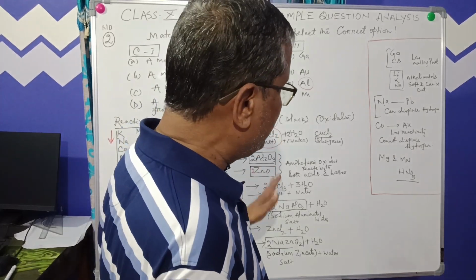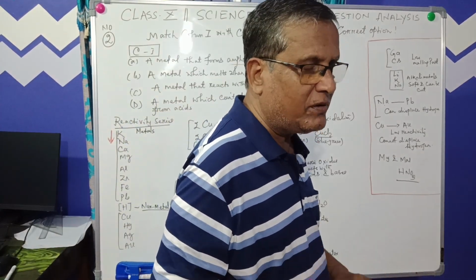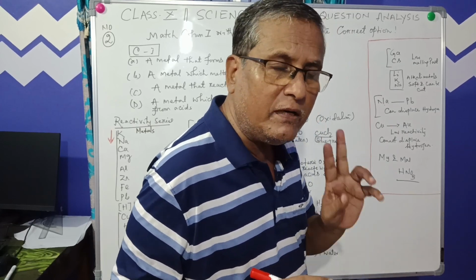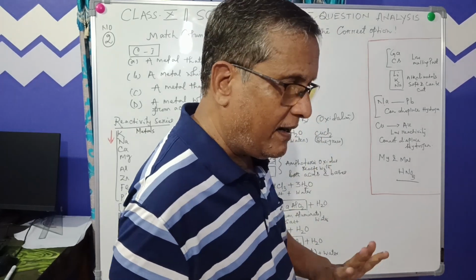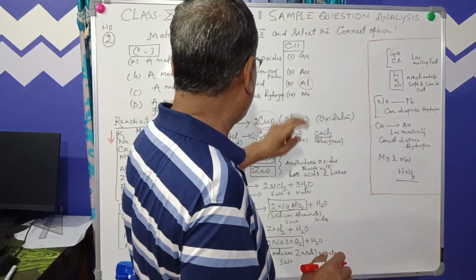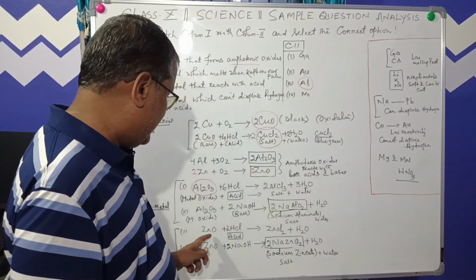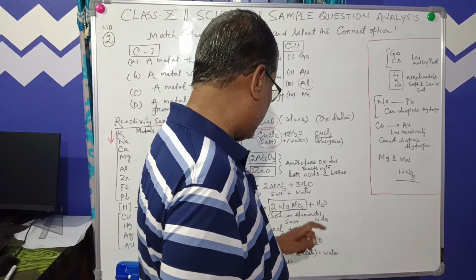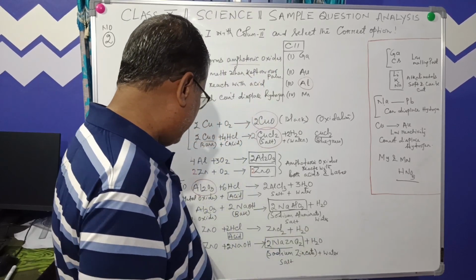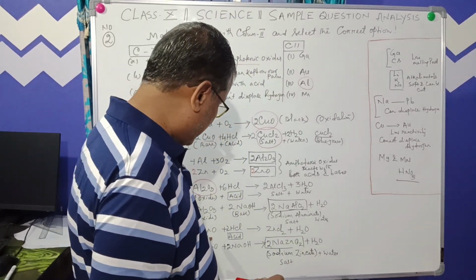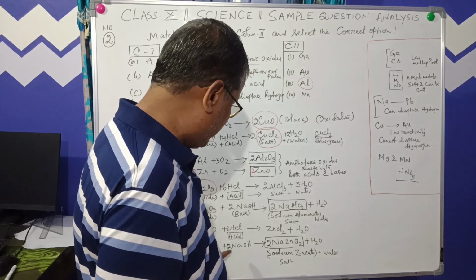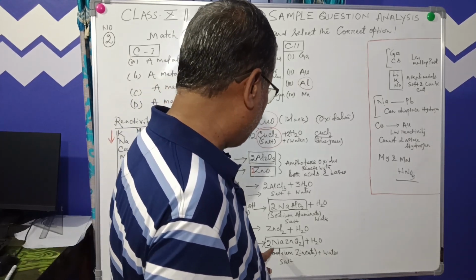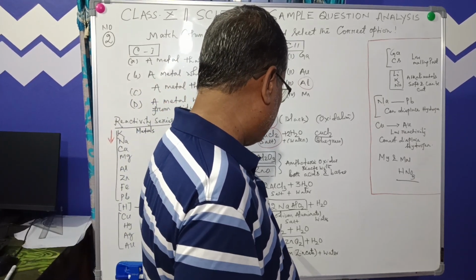That's why aluminum oxide shows amphoteric nature, both acidic and basic nature. Now we got aluminum. Similarly, zinc oxide reacts with hydrochloric acid, that is zinc chloride salt plus water. And similarly, zinc oxide, that is a metallic oxide, reacts with a base, sodium hydroxide, that forms sodium zincate.